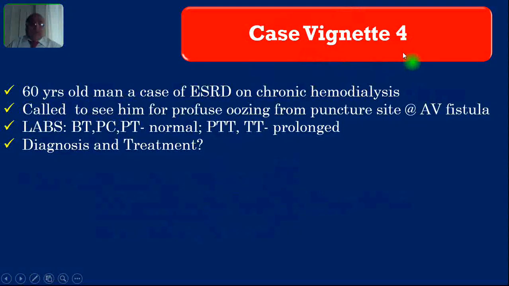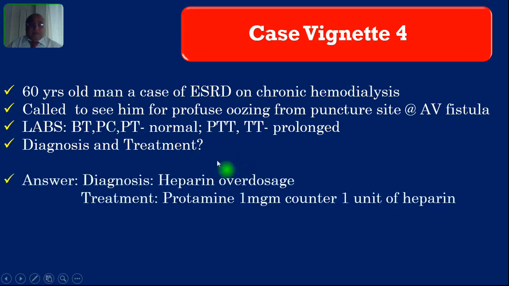So case vignette 4, 6 years old man, a case of ESRD on chronic hemodialysis. You were called to see him for profuse oozing from the puncture site at AV fistula. Labs reveal PT and TT, that is thrombin time, both are prolonged, whereas the bleeding time, platelet count and PT are normal. What is your diagnosis? The diagnosis is heparin overdosage.